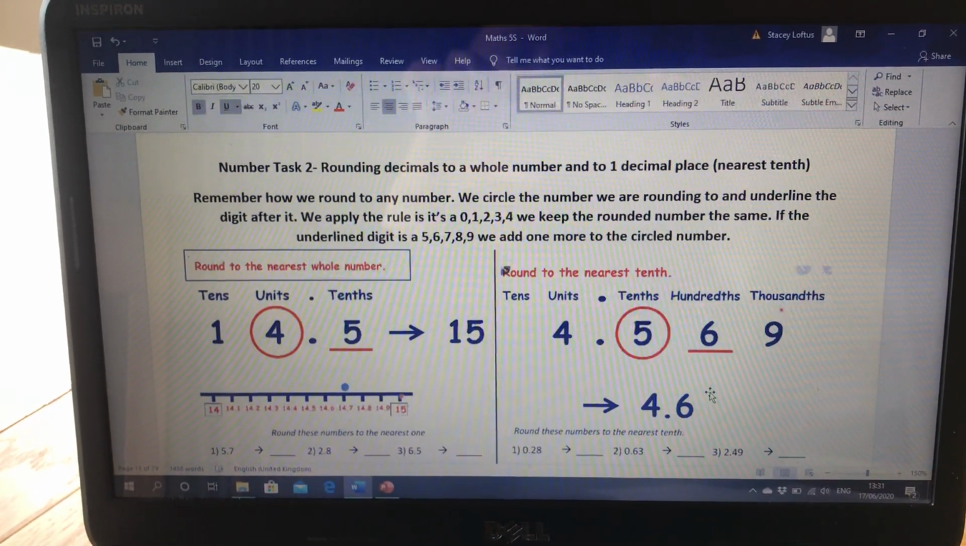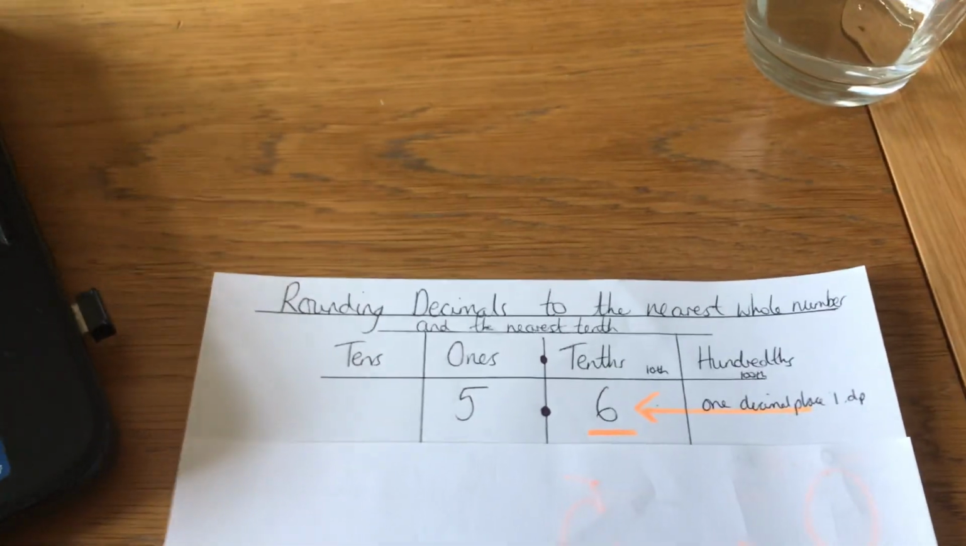But I'm also wanting to go through this today because I have noticed that a few Mathletic scores are quite low for this topic, all right?